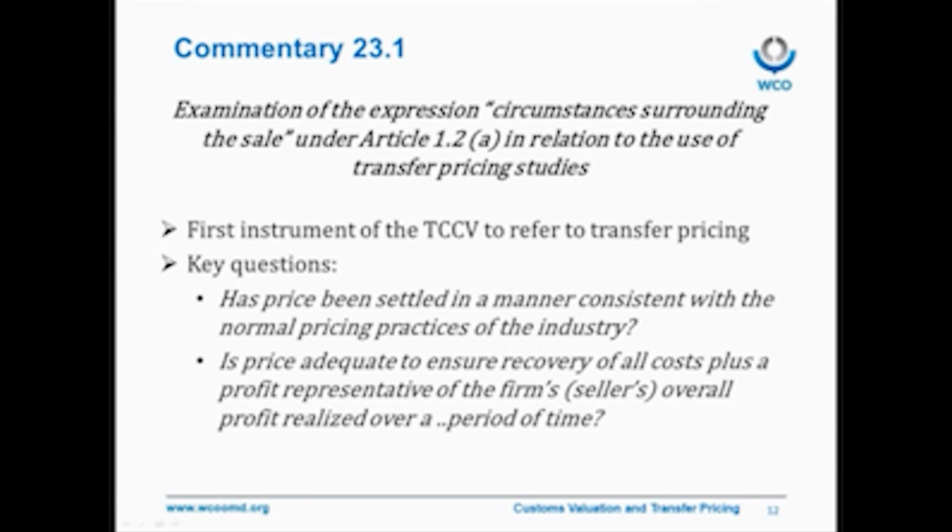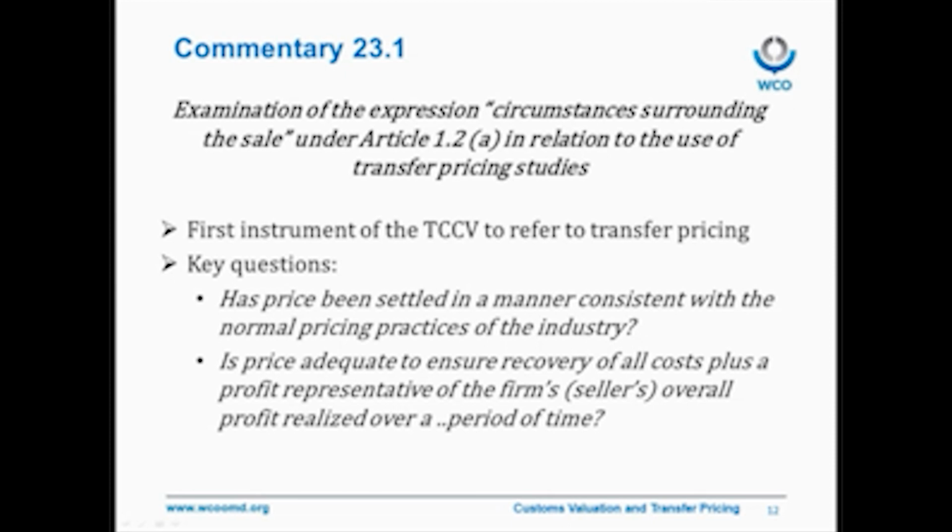of transfer pricing studies. So this is the first instrument adopted by the TCCV, Technical Committee on Customs Valuation, to refer to transfer pricing. So we already know that a TP report, or sometimes we call it transfer pricing studies, will be prepared and submitted by the multinational company to tax authorities to prove that the price is settled with one of the OECD methods. So there is a lot of useful information in this transfer pricing report.